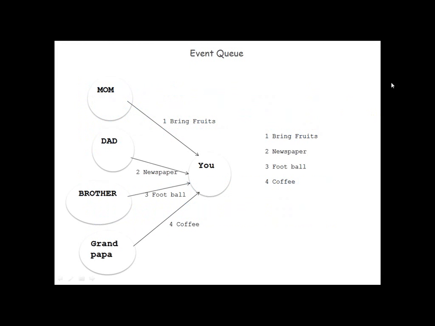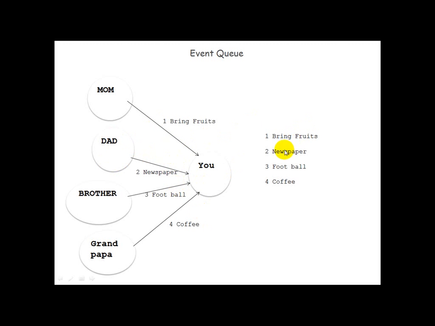Here I would like to illustrate this event queue with a real life example. This is you and your mom, dad, brother, grandpa. Your mom assigned some work to you, that is, bring some fruits from the market. And your dad said, bring the newspaper. Brother said, bring the football. Grandpa said, bring coffee. Even though the first work assigned by mom is not yet completed, in that time the dad assigned some other work. So I can't manage all these things in parallel.